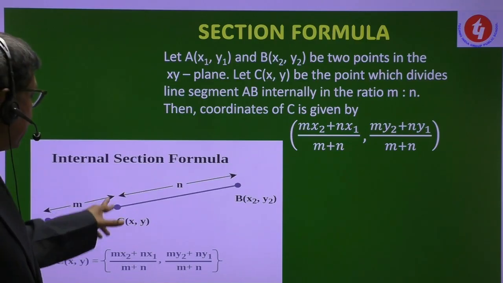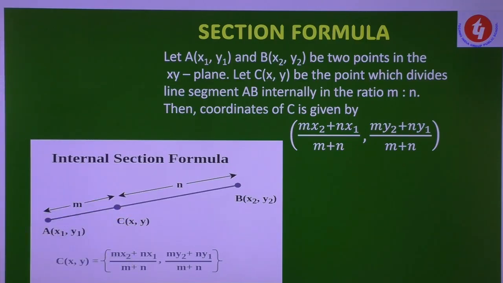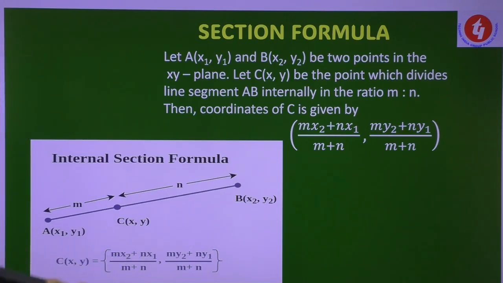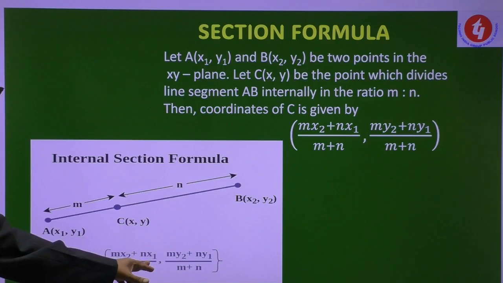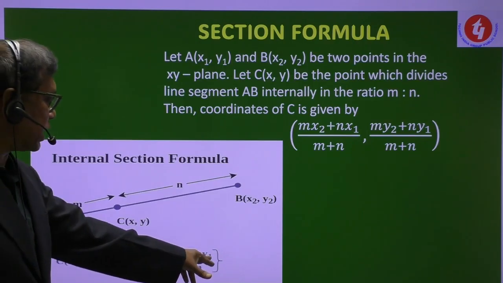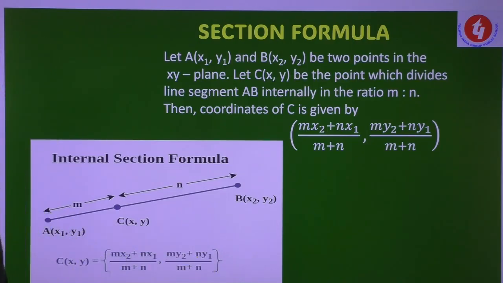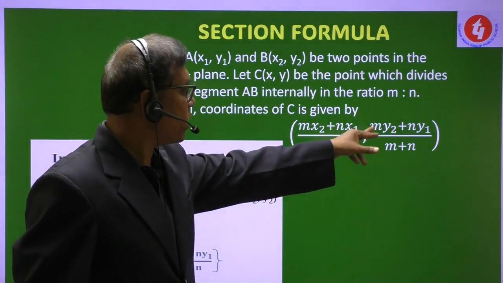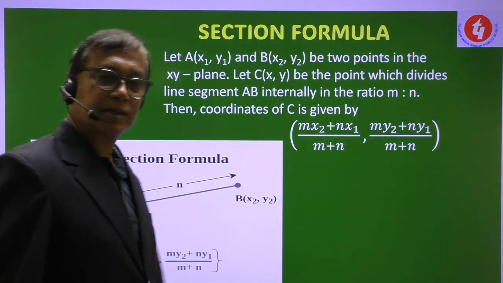Then we can find the coordinates of C. What will be the coordinates of C? That will be mx2 plus nx1 upon m plus n, and the ordinate part will be my2 plus ny1 upon m plus n. Is it clear? So the formula is written here also: mx2 plus nx1 upon m plus n and my2 plus ny1 upon m plus n.